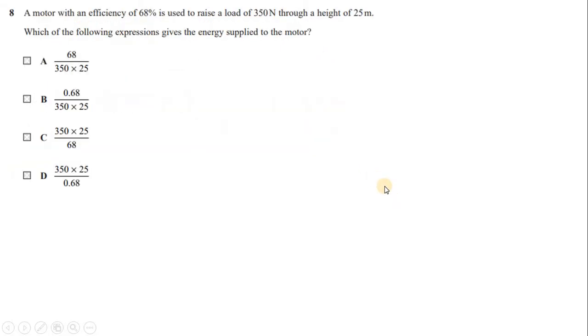Question number 8. A motor with an efficiency of 68% is used to raise a load of 350 Newton through a height of 25 meter. Which of the following expressions gives the energy supplied to the motor? So in this case, something is being raised with the help of a motor. Then the gravitational potential energy raised by the motor, this GPE, will be your output, and the energy supplied will be your input. That means we need to figure out what the input is.